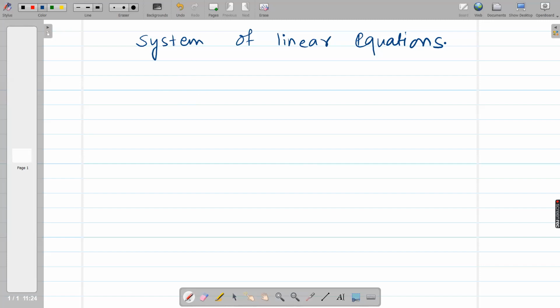Today I'm going to present a video from mathematics, from linear algebra, and we are going to cover the topic of system of linear equations. Let us see how to solve system of linear equations using Gauss elimination method.